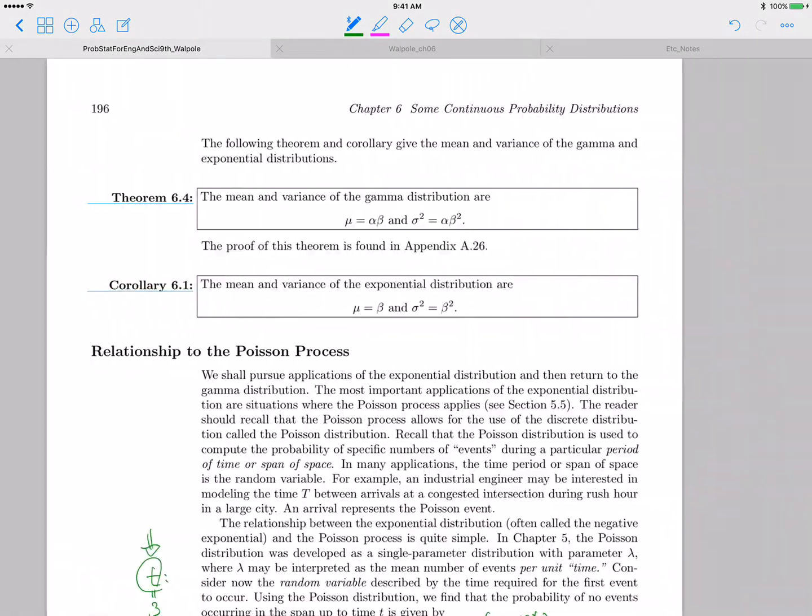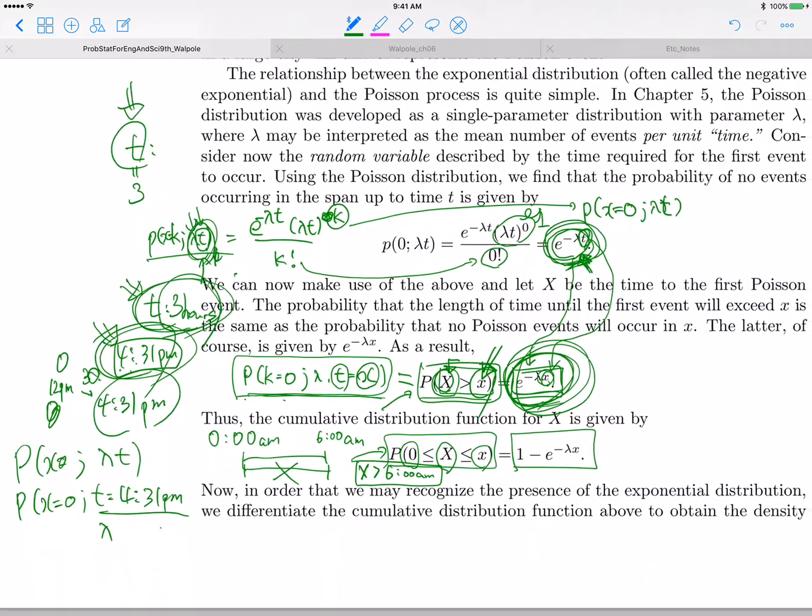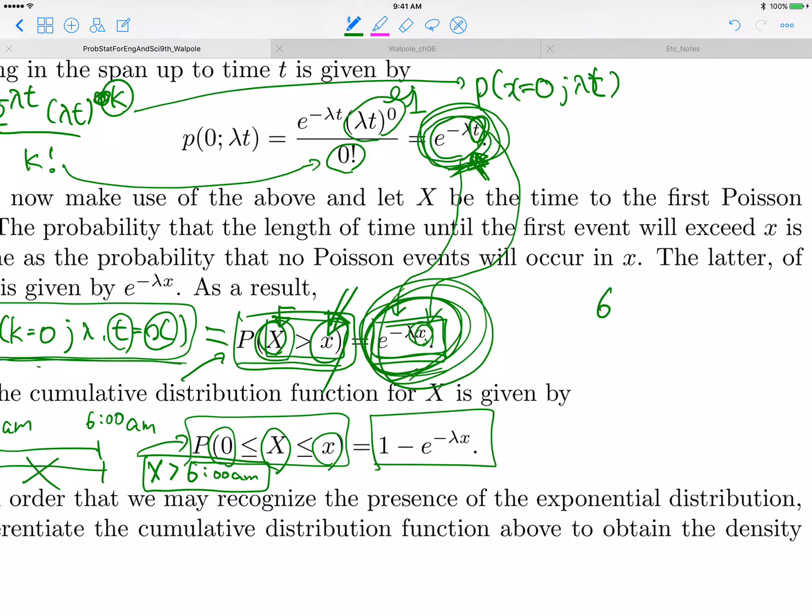Okay, so back to this thing. We were considering only one event occurring and its time point. That was what we considered in this case. Now we can change this situation so that we want to observe, for example, two event occurrences. How much time will it take to see the two event occurrences? If the first event occurred at 4:31 p.m., and then the second event occurred at 6:05 p.m., okay?